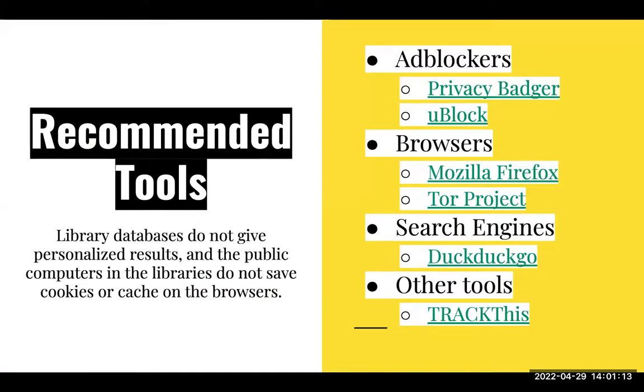So we also usually give them some recommendations for ad blockers, browsers, and search engines. We do recommend library databases as not giving personalized results, and go through the ways in which those work. And also the computers at Cornell have Deep Freeze on them, so they don't save any cookies or cache. So we also recommend those.